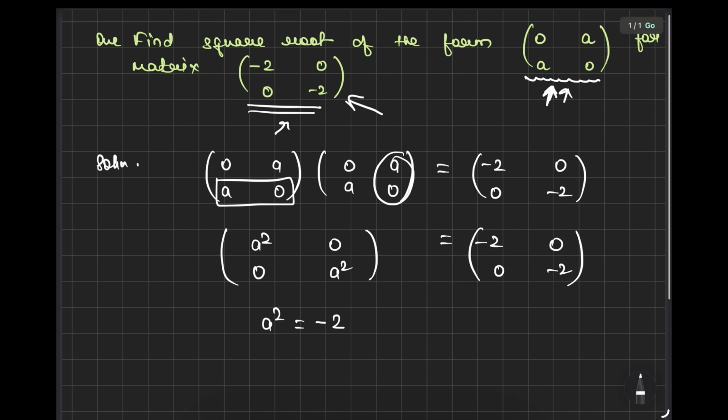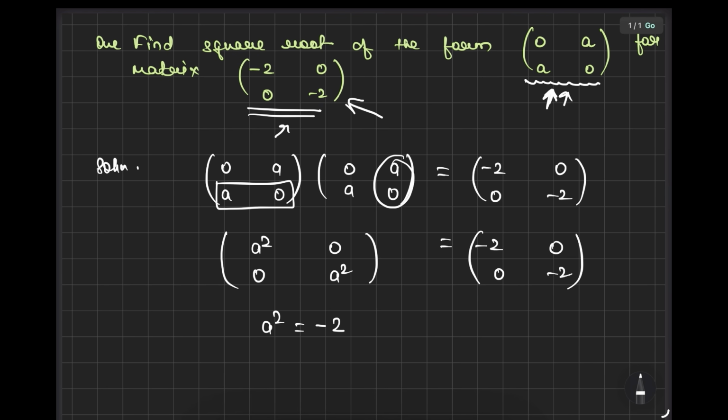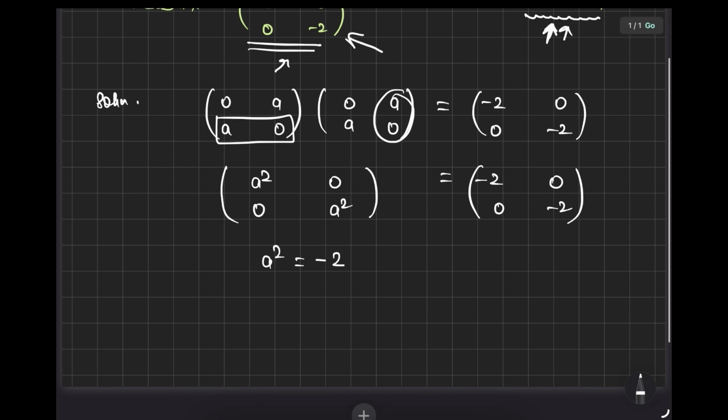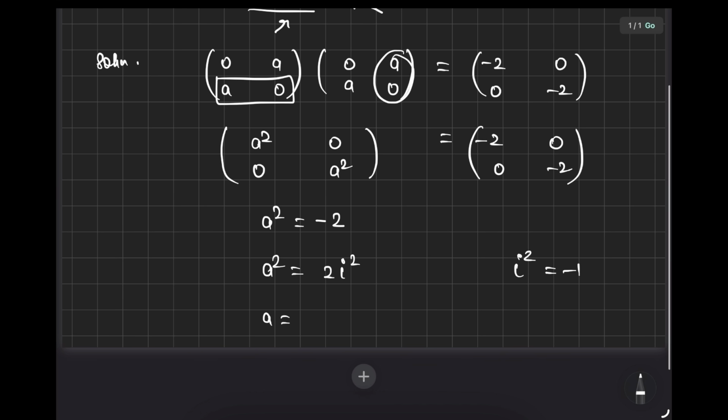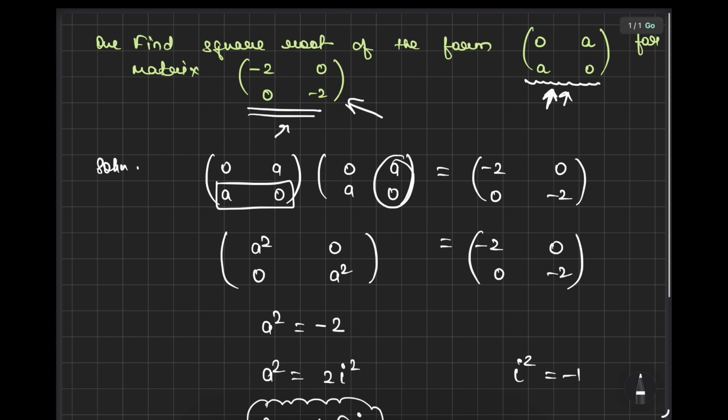You know that there is no real number a for which the square will become negative. So can I write this as 2 times iota square, because iota square is minus 1? Now, can I write a as plus or minus root 2 iota? So we got the value of a and we got the corresponding square root of this form. I hope the idea is clear and you guys can handle similar situations.